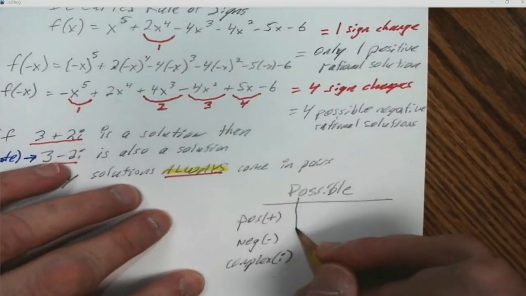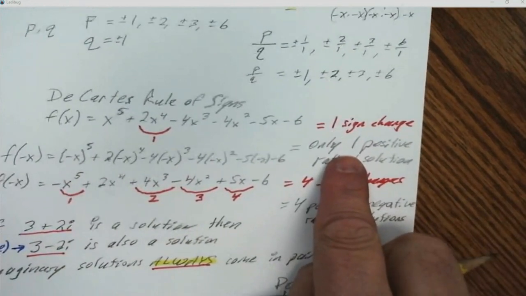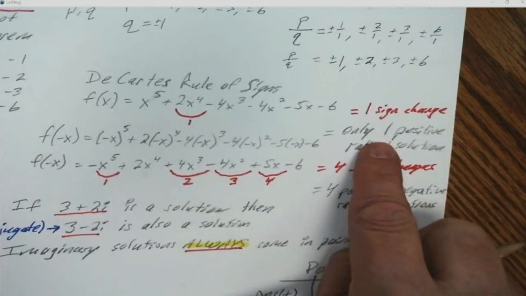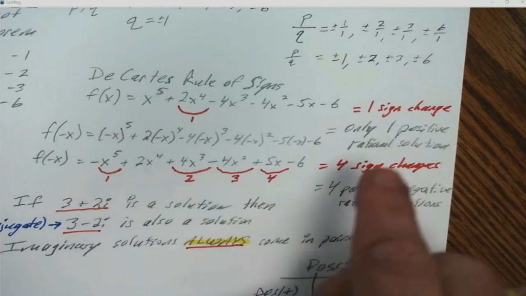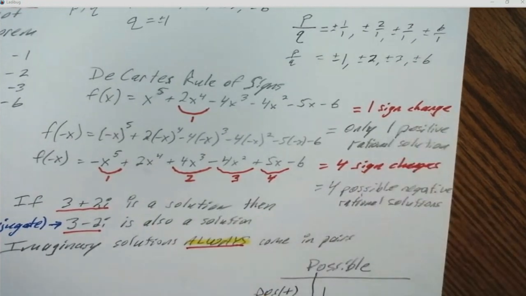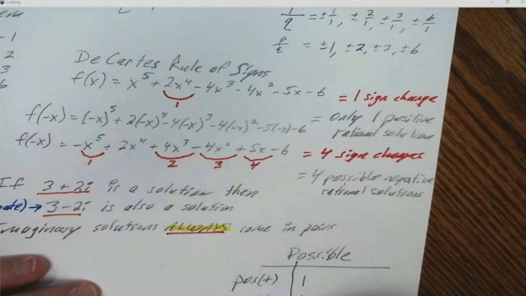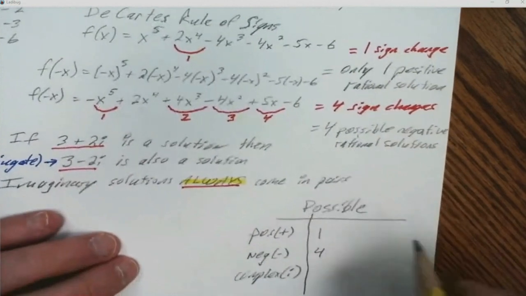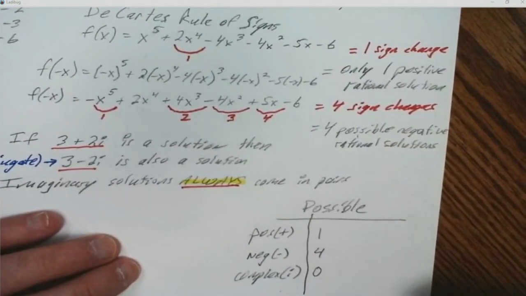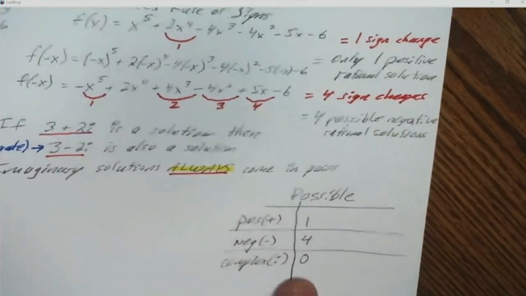Under any circumstance, there's going to be one positive. And we know it can't be imaginary, because imaginary solutions always come in pairs. So that's why we know if there's one, there's definitely one. There's no way it could be imaginary, or there'd have to be two. So there could be one, and there could be 4 negative solutions, because that's what this told us here. That means there would be no imaginary solutions. All right, so that's one possibility.